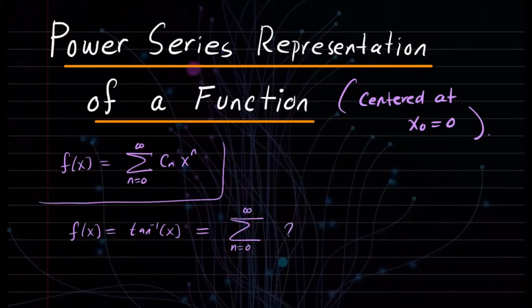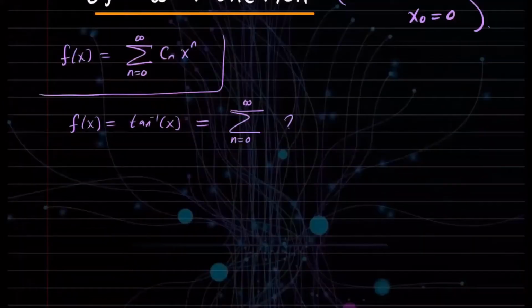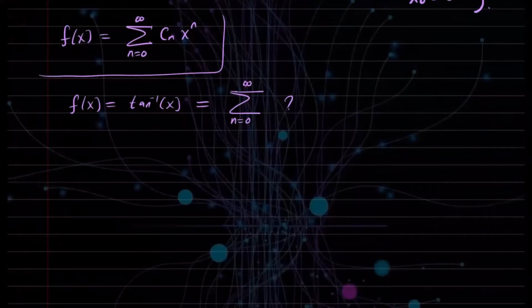So the idea that we're going to use is differentiation and integration. That's one way we can express the power series representation of tangent inverse of x. So let's go ahead and do that. We're going to be using some calculus technique. At this point, we're all very good at differentiation, so this should be the fun part. So let's go ahead and differentiate f.